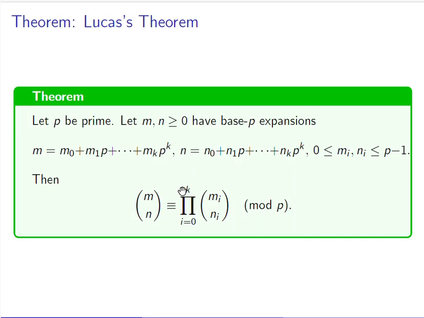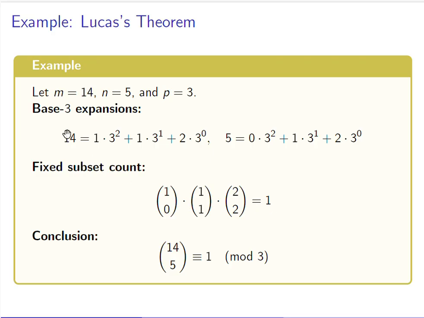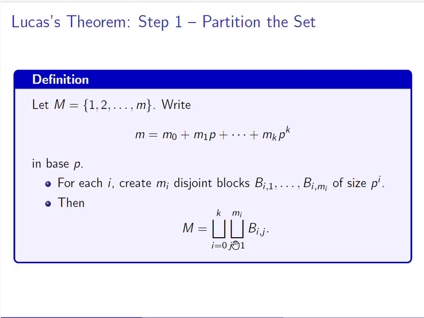What this theorem is saying is that m choose n mod p, which is 14 choose 5 mod 3, is equal to 1. And how do you get this 1? Well, you do 1 choose 0 times 1 choose 1 times 2 choose 2, and the answer will give you 1. So that's the answer. Okay, so let's go back to our proof.